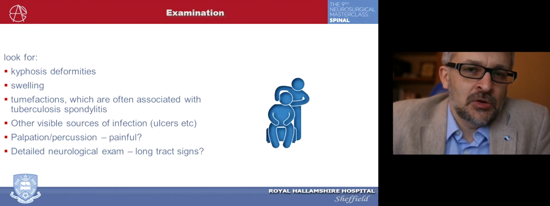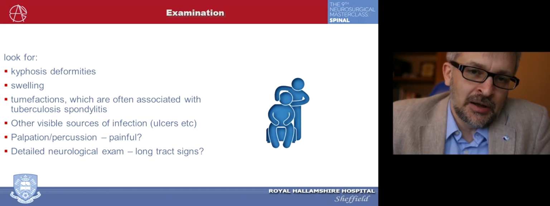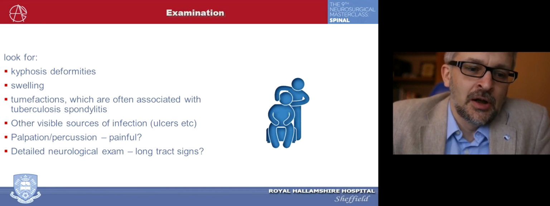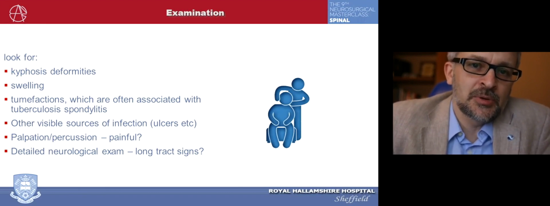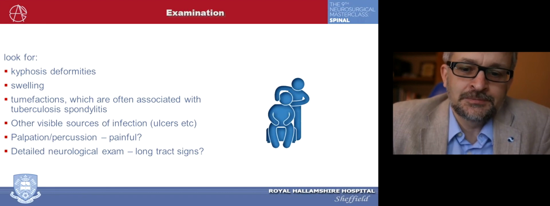Again, on examination, you should also look for kyphosis. If infection destroyed the spine, the bone, patient may develop deformity. There could be some swelling or some other visible source of infections. Again, you need to look for some primary source of infection. So if there is some ulcer in the leg or dental infection, you need to recognize this, which again will guide you through the potential primary cause of infection.